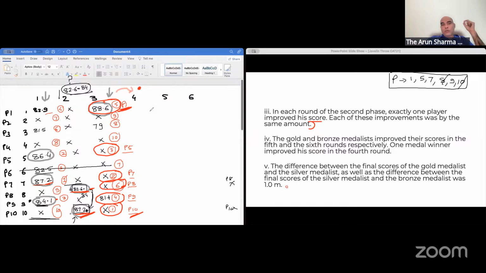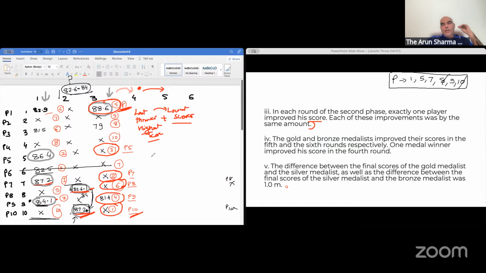So the last thrower becoming the first thrower. When do you become the first thrower? If you are the last thrower here, it means that you had the highest score. If you improve your score, to become the first thrower, you have to become the lowest scorer. So if you improve your score, you're not going to go from highest score to lowest score.